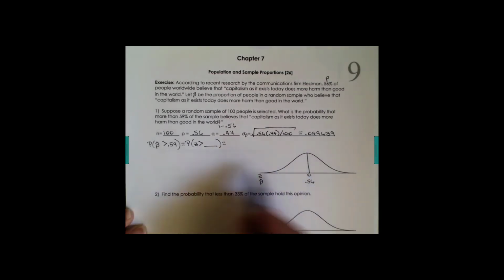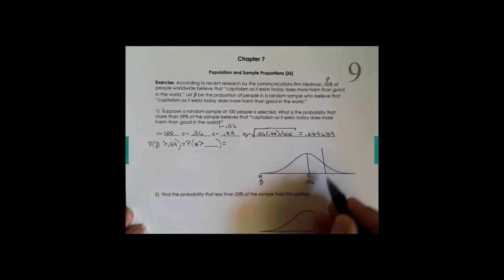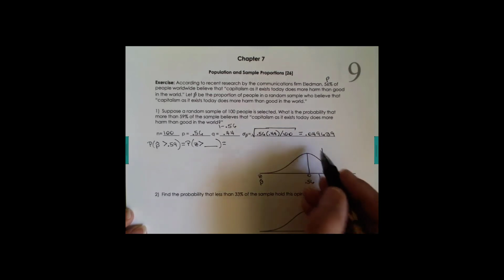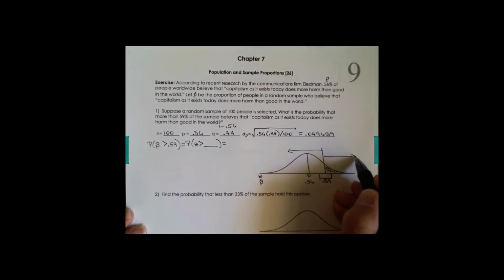And I'll put it out there so I can put my answer. So where does 0.59 go? Well, 0.56 is in the center, 0.59 is over here. I don't know the z-score. I'll have to calculate it. Greater than is to the right, isn't it? So I'm going to have to look up the area to the left, and then I'm going to have to calculate the area to the right.